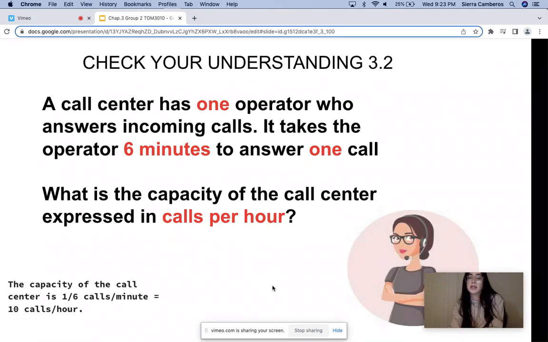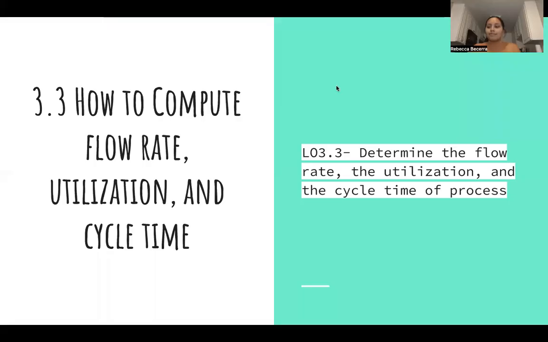So yeah, that's section 3.2, and I will go ahead and hand off section 3.3 to my group member, Rebecca. Thank you. Hello class, my name is Rebecca and I will be presenting on chapter 3, section 3.